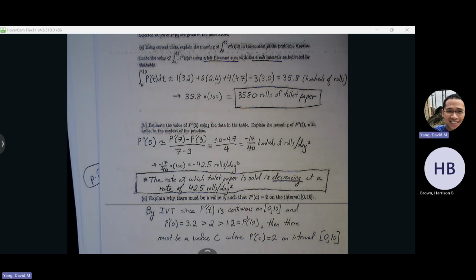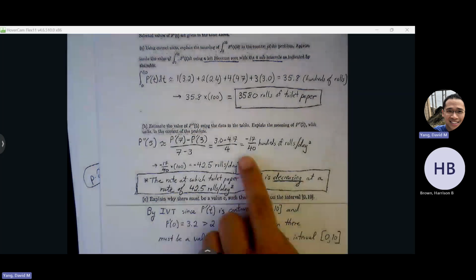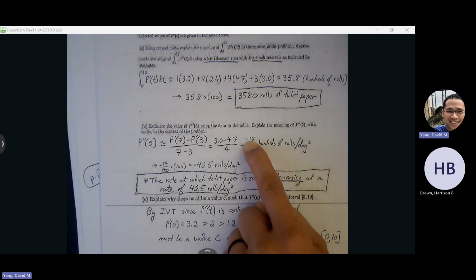No, that's fine. You can do -1.7 over 4. They're the same thing. The explanation. Well, we want to be able to indicate what's happening with that negative sign. If you just say changing, it's still not as clear because the changing could be either increasing or decreasing. So yeah, we do want to indicate that decreasing word.